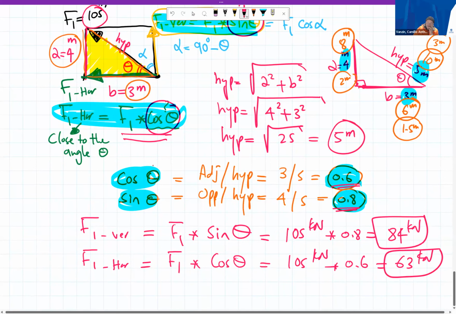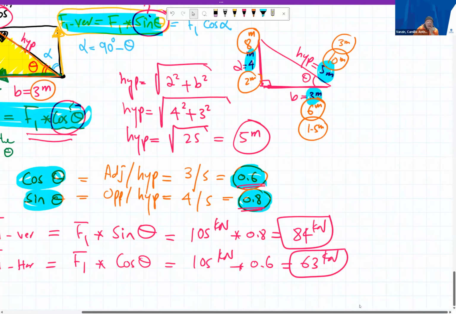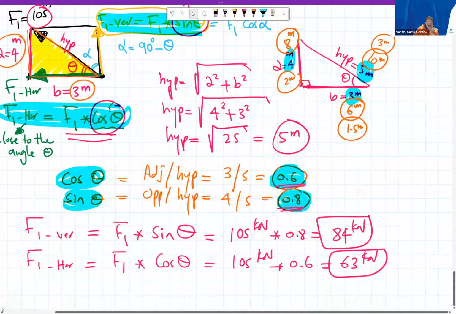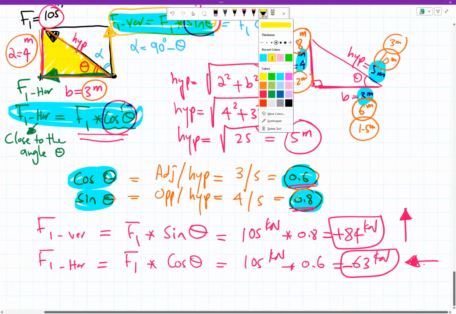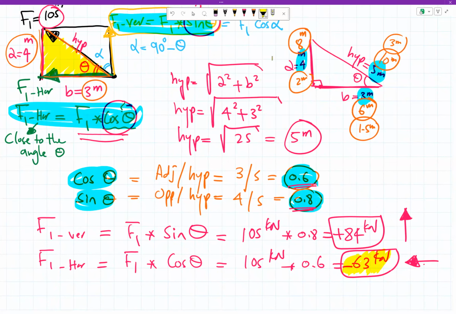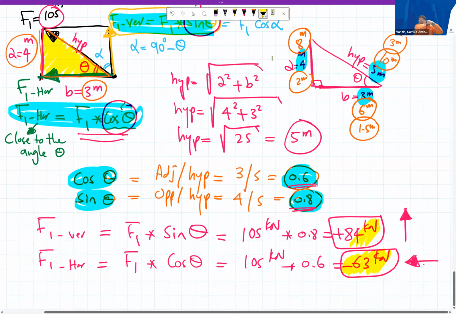What is the direction of these two forces, if you know, from the triangle here? The vertical is positive, the horizontal is negative. Upward and to the left, or positive and negative. So this is the horizontal, this is the vertical.